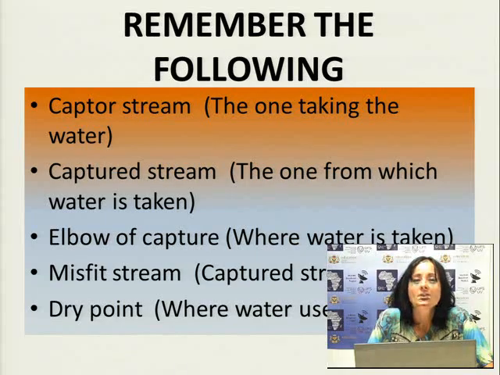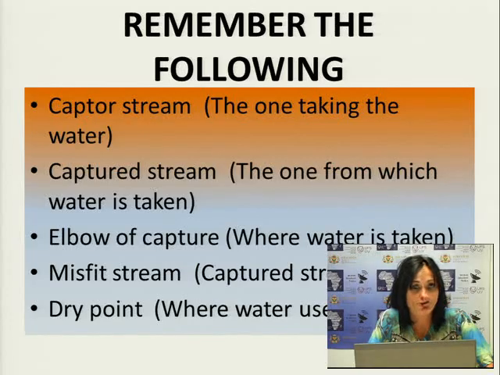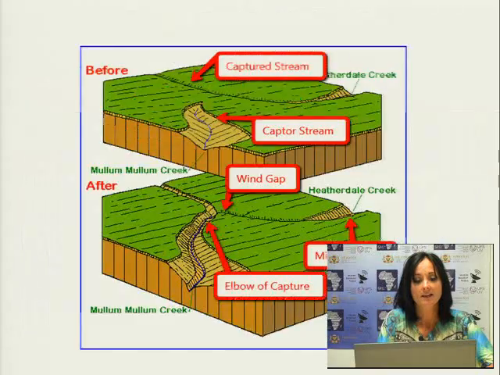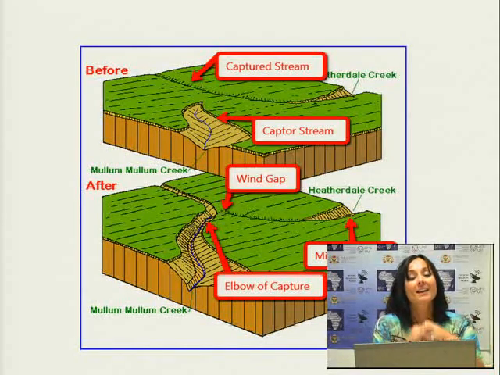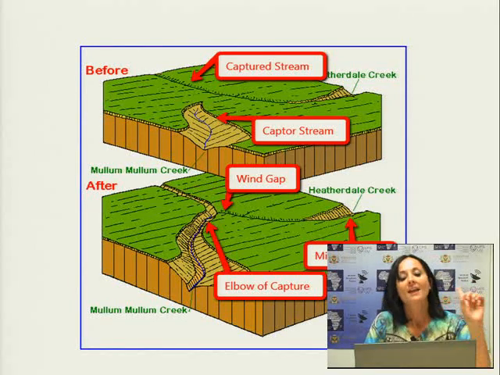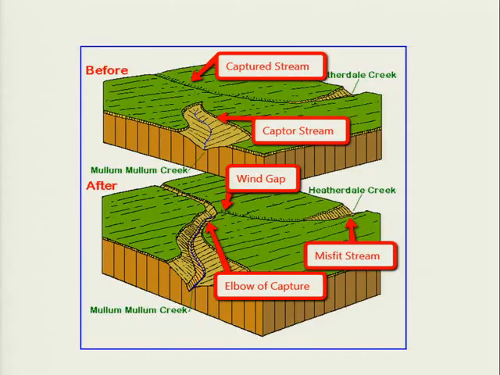We have a question on please repeating the features of river capture. Okay, so let's go back quickly. The captor stream, that is the very first feature that you have to know. The captor stream, that is the pirate. That is the one that is going to steal the water. That is the one at the bottom. The captured stream, that is the one who is the victim. That is the one from which the water is going to be taken. That is the one at the top.